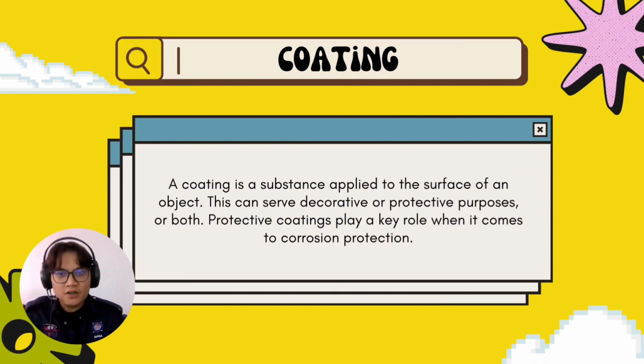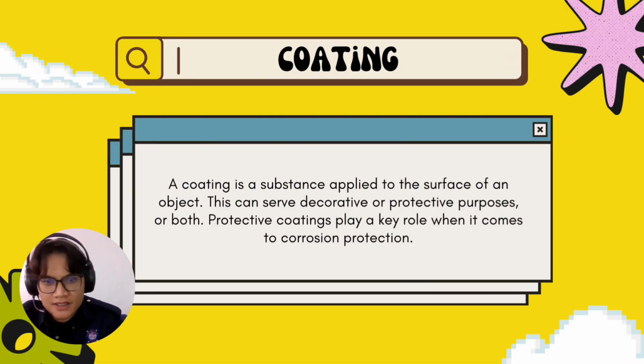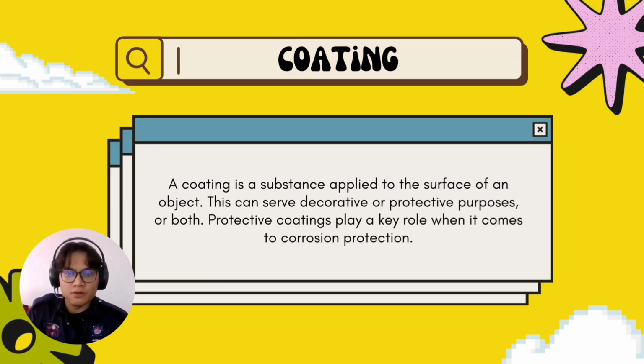What is coating? Coating is a substance applied to the surface of an object. It can serve a decorative or protective purpose or both. Protective coatings play a key role when it comes to corrosion protection. By applying protective coatings such as paint, varnish, or specialized corrosion resistant coatings, for example, epoxy and polyurethane, we create a barrier between the metal surface and the environment.